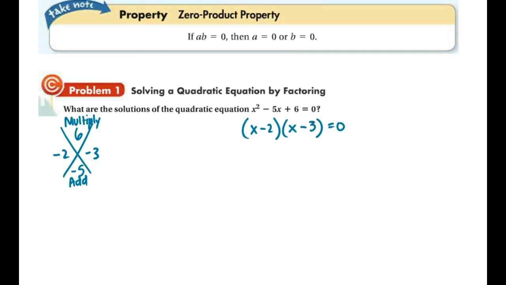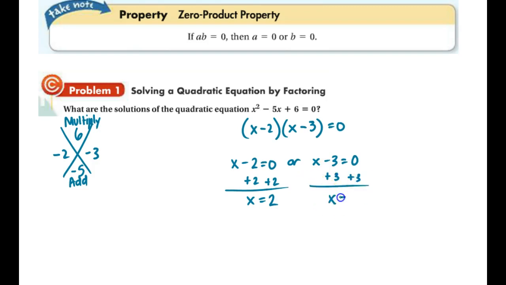So using the zero product property, we want to set both of these factors equal to 0, and then just do one step each to get the solutions, or the zeros. So we want to add 2 here, and we get x equals 2. And we want to add 3 in the other equation to get x equals 3. So the two solutions, or the zeros, of this quadratic are x equals 2 or x equals 3. And please remember that the solutions of a quadratic equation, or the zeros, are where the parabola is crossing the x-axis.